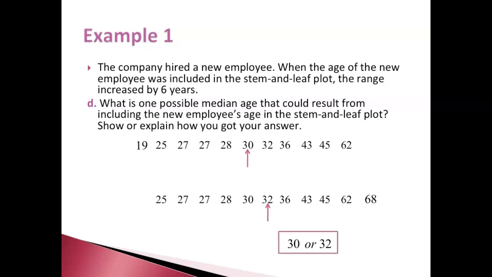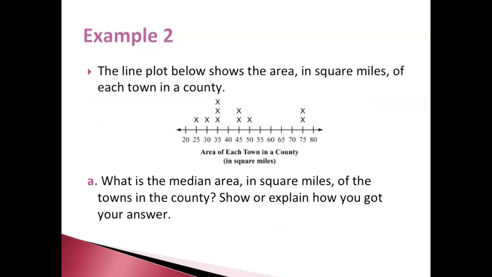All right, take a look at example 2. The line plot below shows the area in square miles of each town in a county. Okay, so let's read this. It says area of each town in a county in square miles. And because this is a line plot, each X represents a county that has the area that it is above.